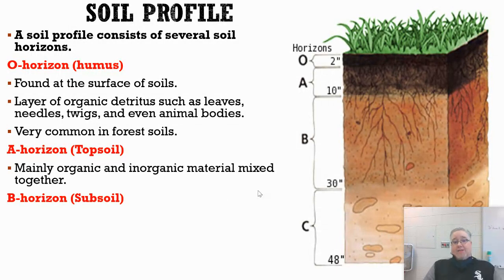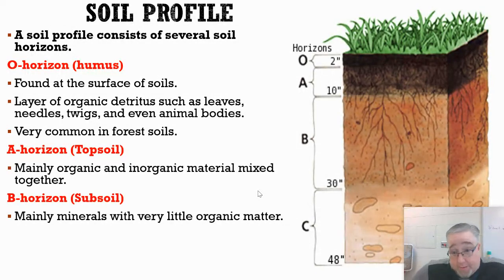Now, below that, we have what we call the B horizon. The B horizon is what we call the subsoil. The subsoil is mainly inorganic. It's almost like the flip side of the A horizon, where the A horizon is mostly organic and a little bit inorganic. The B horizon is mainly minerals, which are inorganic, and there's a little bit of organic matter. So it's like the flip side of the A horizon.